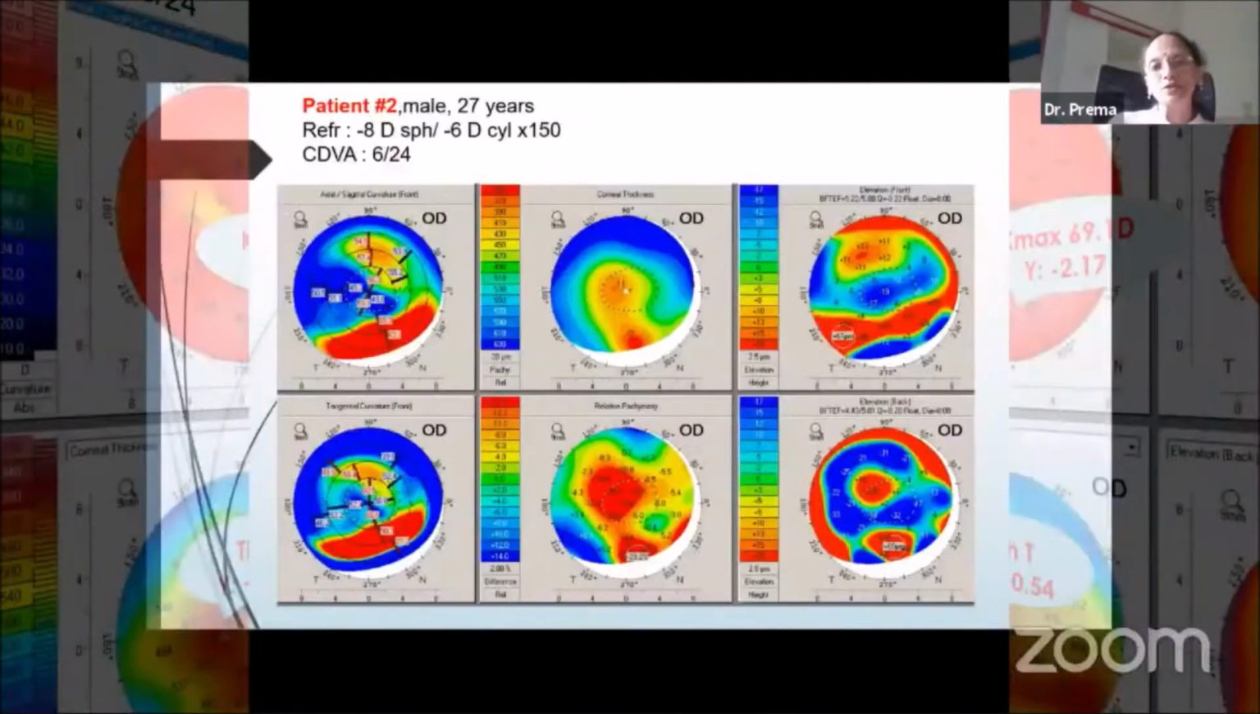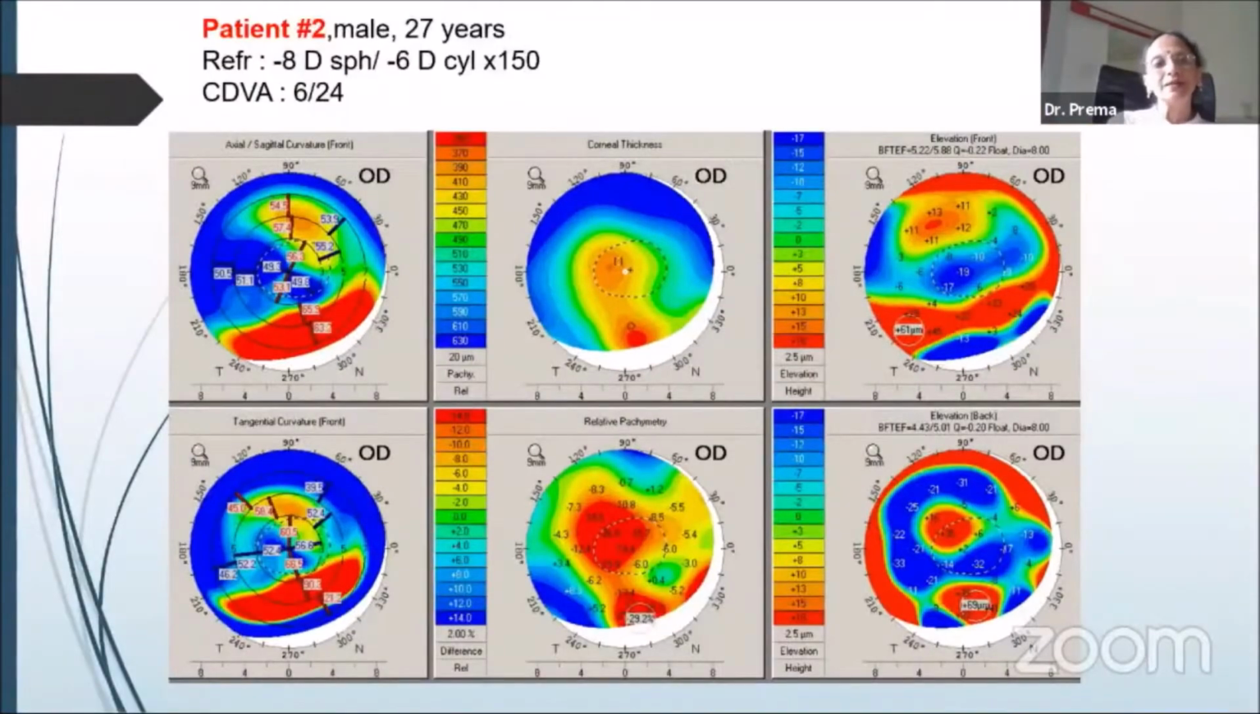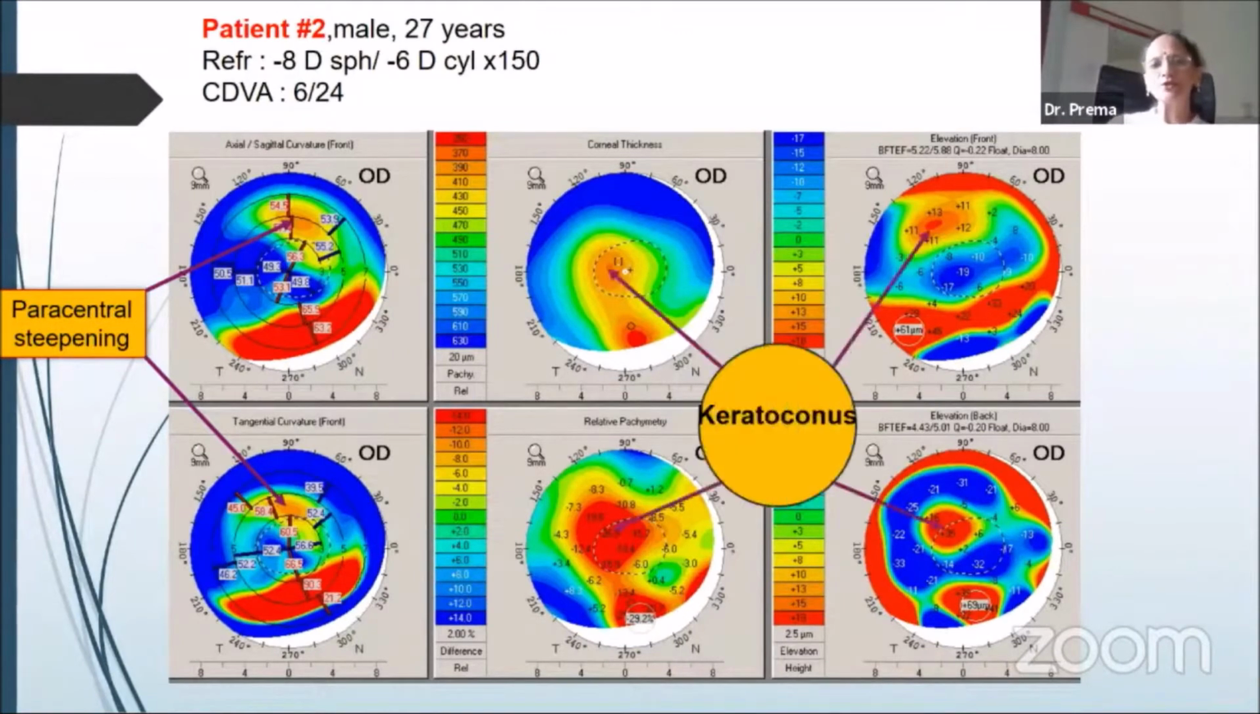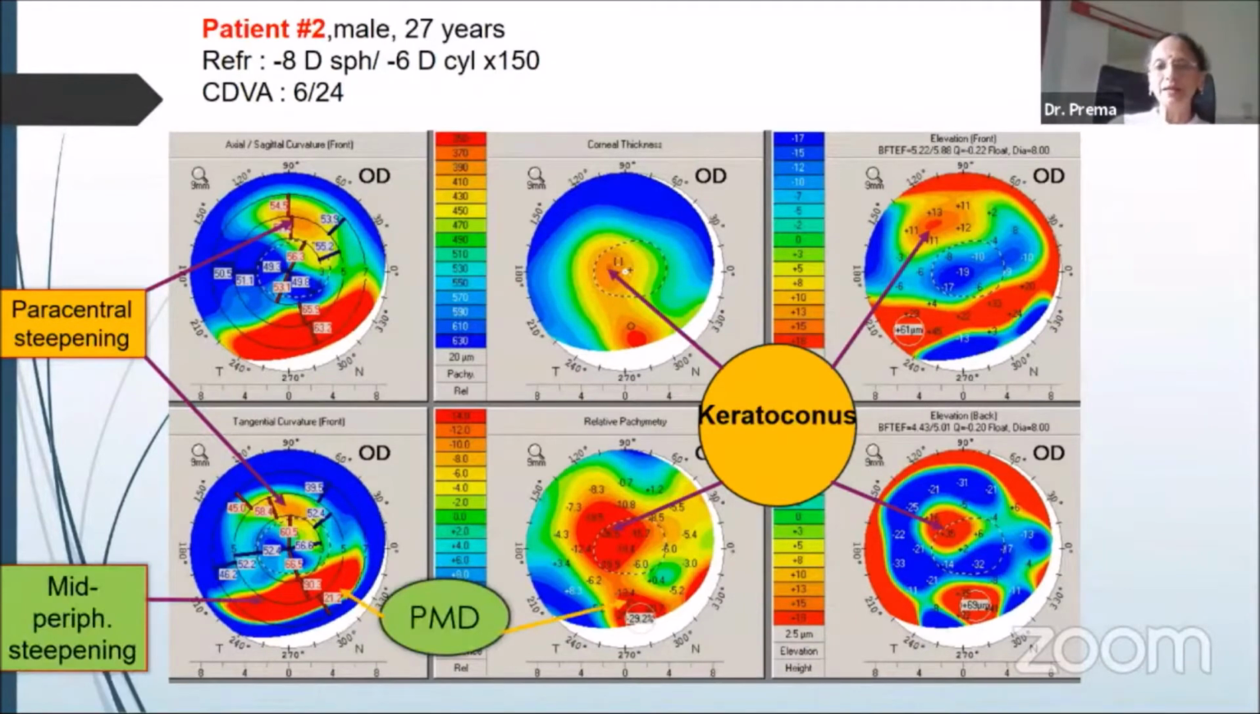Now, when you go back to these 6 maps, you'll find that there are areas of paracentral steepening, which correspond to areas of corneal thinning, and that the keratoconus is undisputed in this case. But in addition to this, you see these areas of peripheral thinning, again, which lie beyond the area of mid-peripheral steepening, suggestive of a PMD.